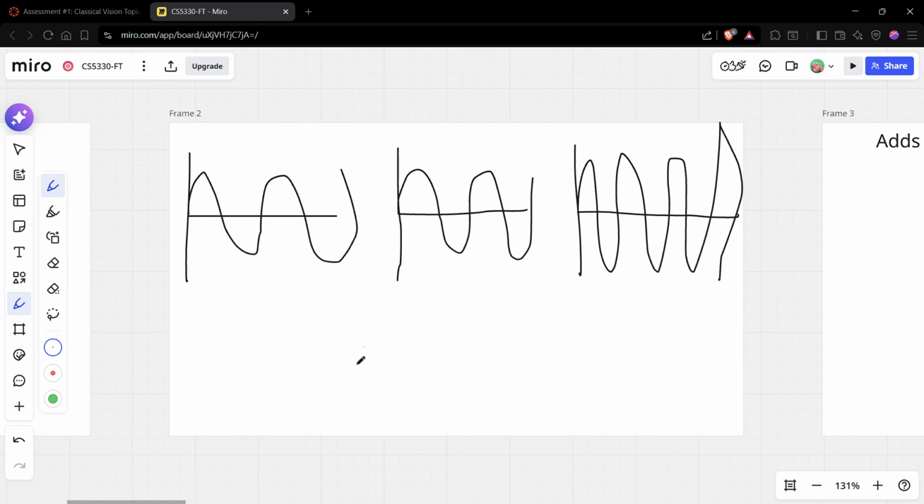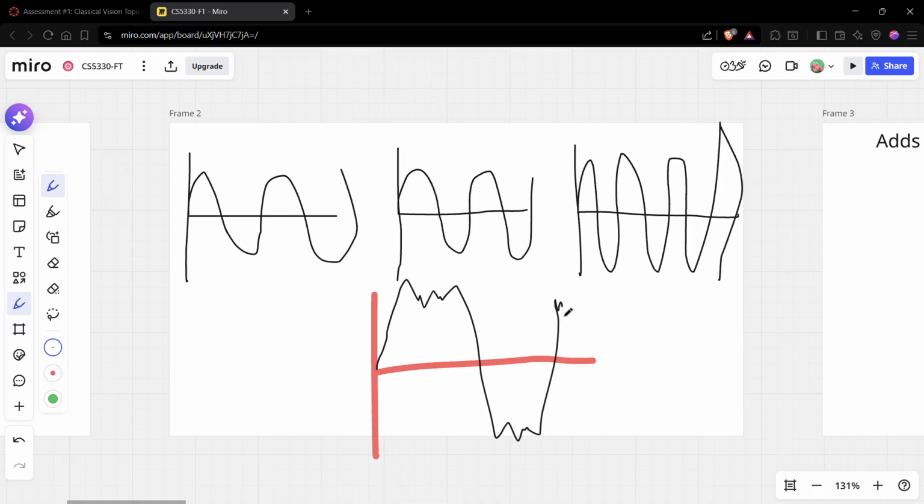more oscillations. And if I had to add all of these three functions, its graph would look something like this. It will look like this.